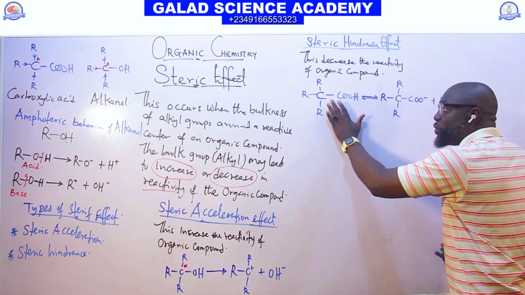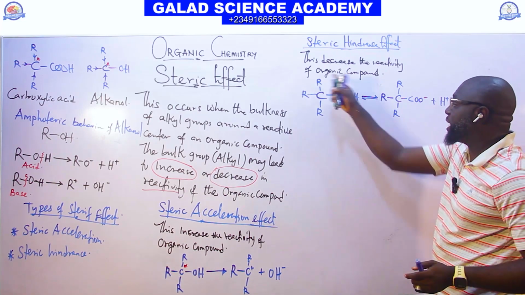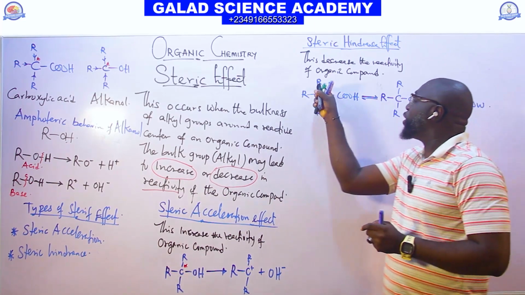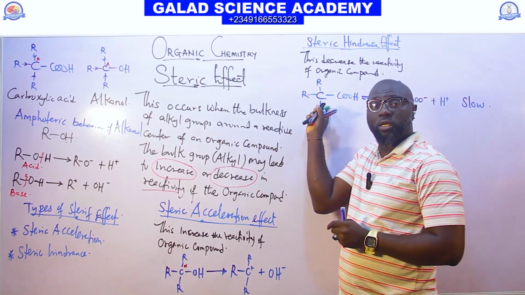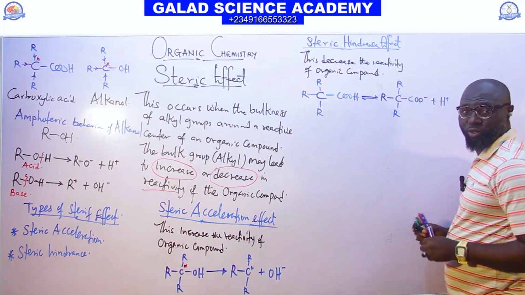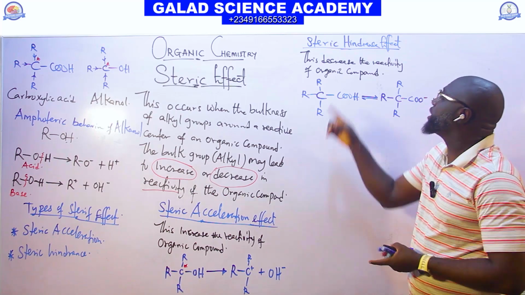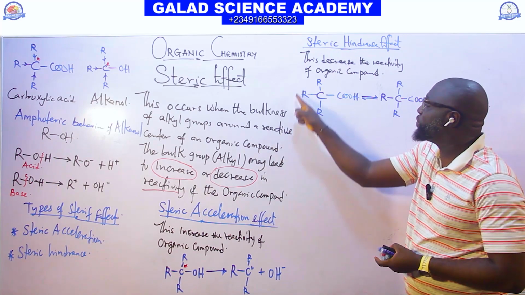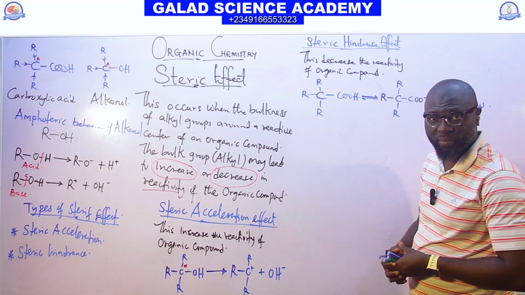The ionization of carboxylic acid is slow because of the bulkiness of this alkyl group. It should find it difficult to release this hydrogen ion. What makes it difficult? Because of the bulkiness of this alkyl group in it.